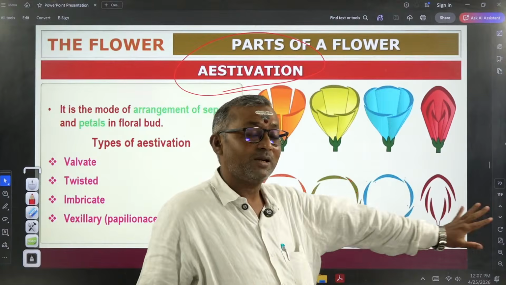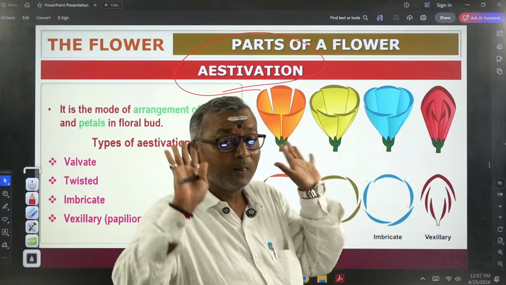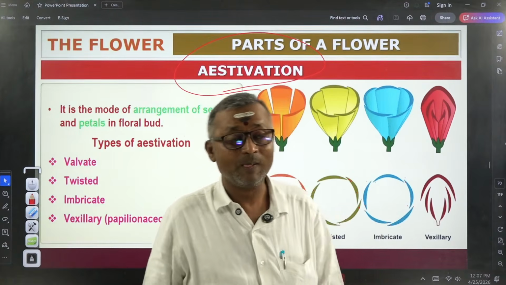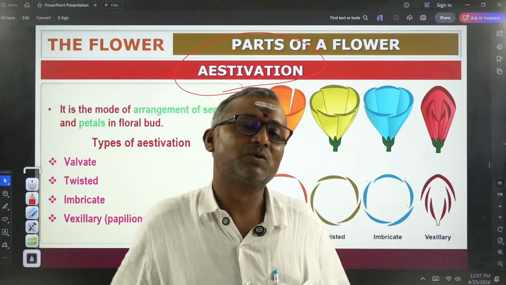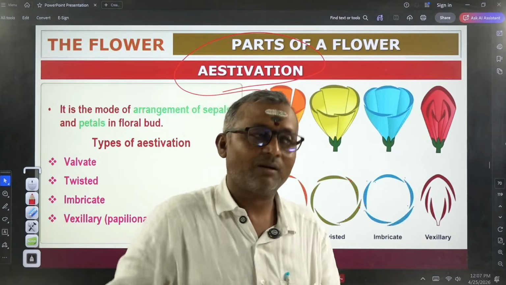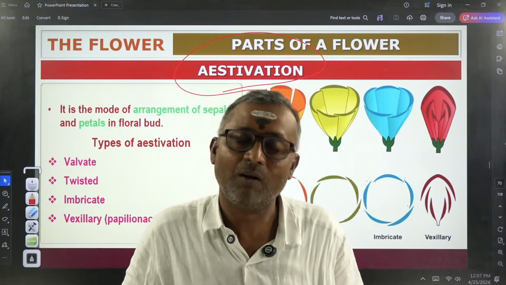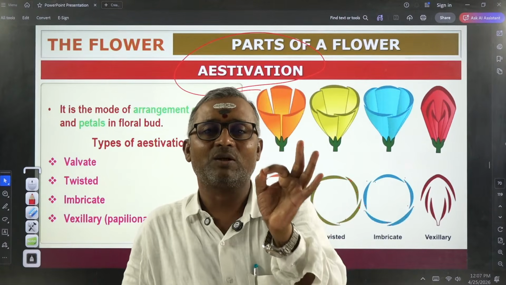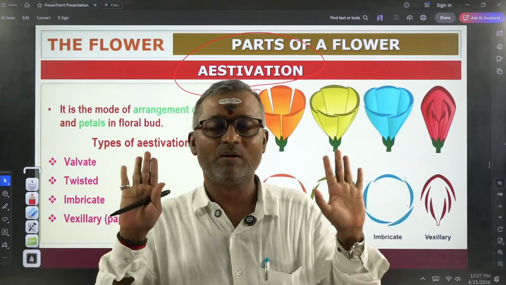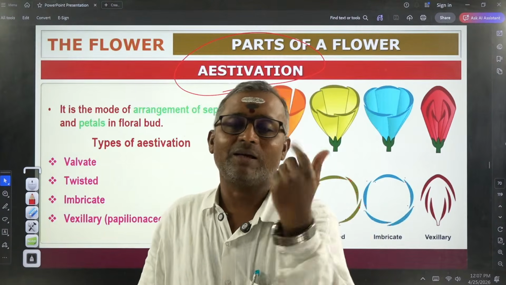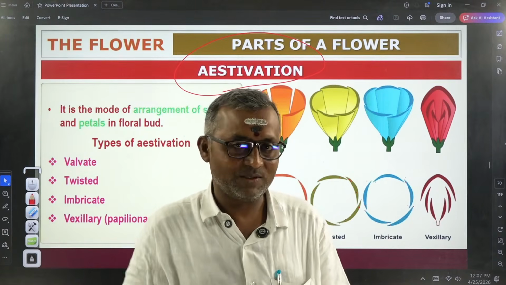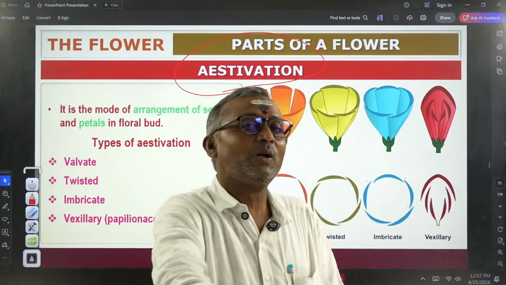I am not going into the details of types of estivation, I am just giving you the definition. Don't ask me what is valvate, what is twisted, and what is imbricate and vexillary. We will explain in detail by giving so many other aspects and also giving examples and interrelations. All these details you will be getting in our offline classes. Just remember the definition of estivation. So what is estivation? Estivation is nothing but the mode of arrangement of sepals or petals in the bud condition of a flower. That you have to remember. Once the flower has opened, you cannot find the estivation. Of course you can see it, but it is difficult to identify the estivation.